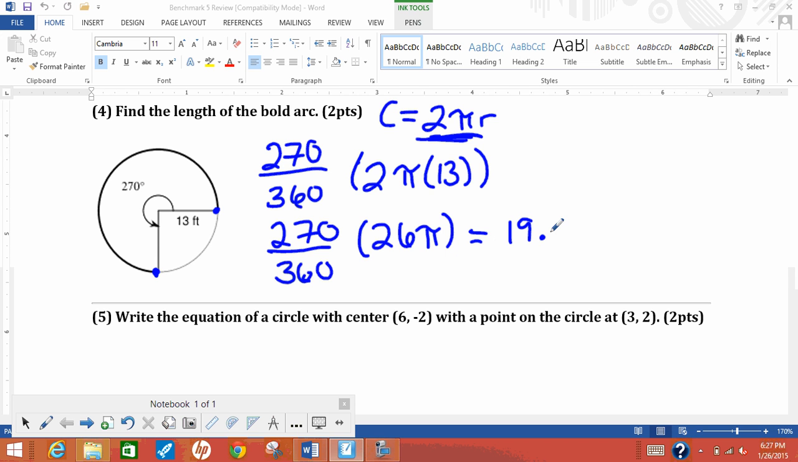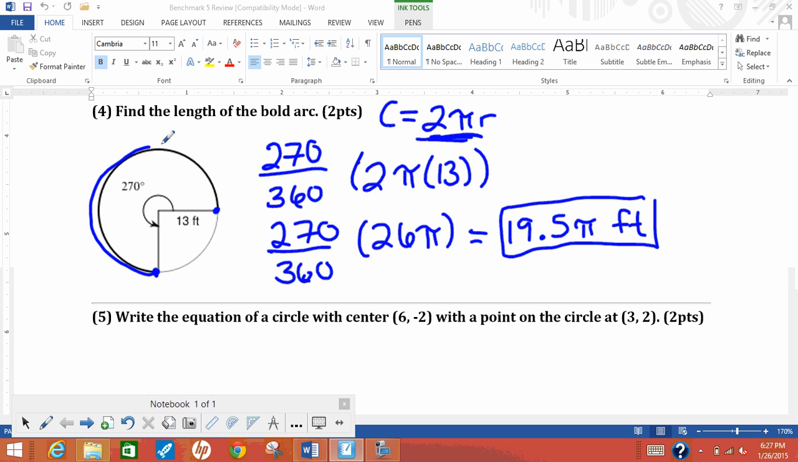And I get 19.5. And again, we're leaving it in terms of pi, so we didn't multiply by pi, so we're going to put it next to it. 19.5 pi feet. That is how long it is from this point all the way around to that point. So that's a measure in feet, whereas the measure of the arc is in degrees, so you can see the difference.